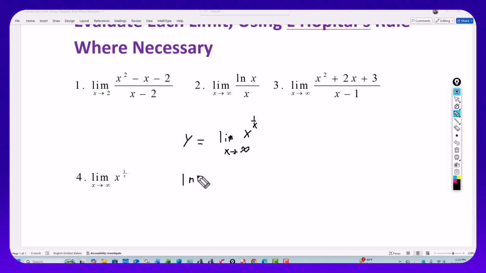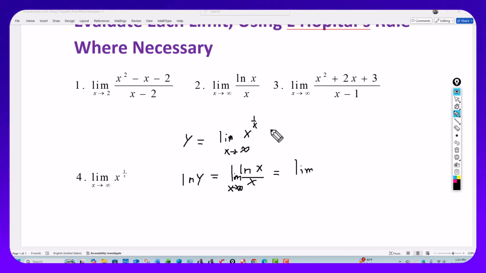Natural log of y. Take the natural log here. The 1 over x comes to the front using the properties of logs. This will be 1 over x times the natural log of x, which is the natural log of x over x, and then I have the limit here. So I still have the limit as x goes to infinity. As x goes to infinity, the numerator goes to infinity, the denominator goes to infinity, so it's an indeterminate form. So I can take the derivative here using L'Hopital's rule.